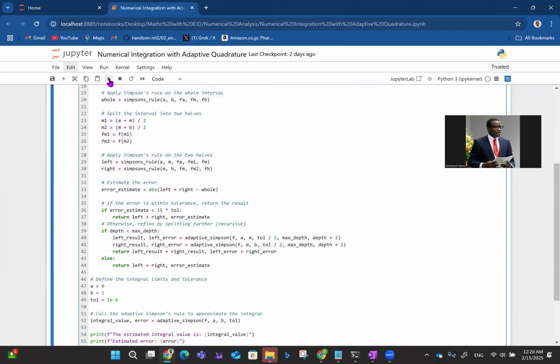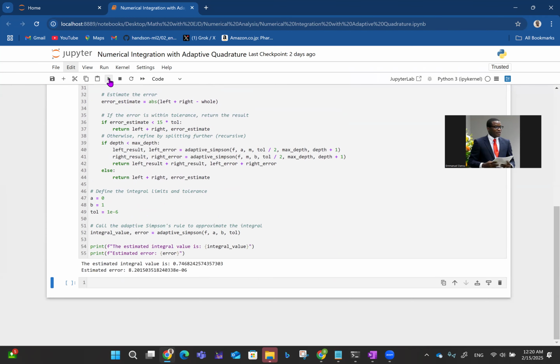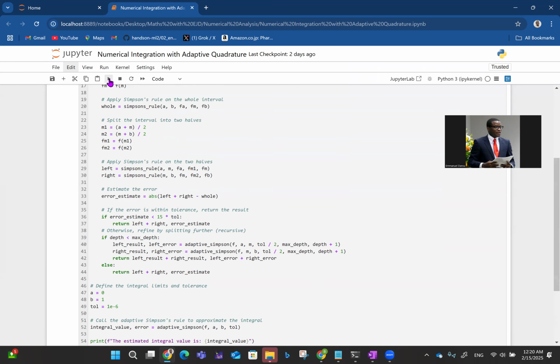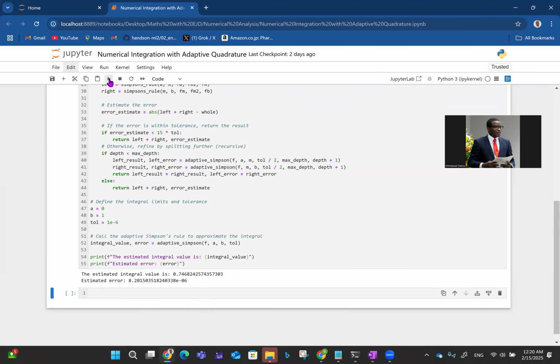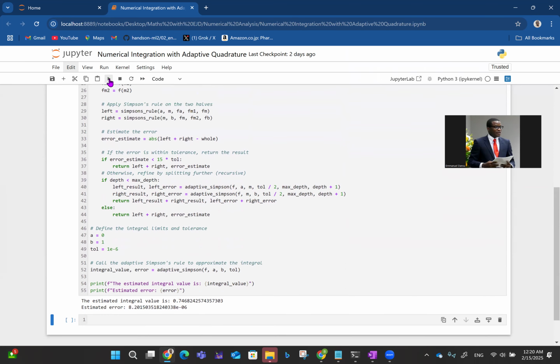In this case, if we run this now, the estimated value is 0.7468, even at the 8.20. So it means that if we continue iterating, maybe after a number of iterations, we can actually get to this, and you can see the error is pretty small. That actually works. So that's how adaptive quadrature looks. It basically helps to refine, to improve either trapezoidal or Simpson's rule.